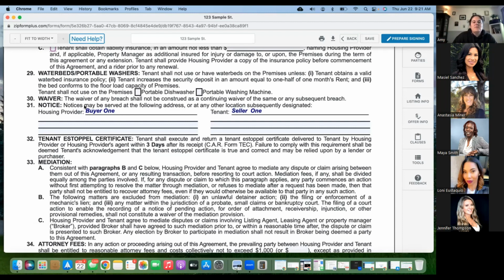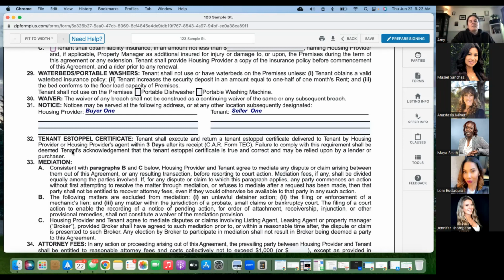The waiver of any such breach shall not be construed as a continuing waiver of the same or any subsequent breach. So, you know, if they have one breach of contract and we say, hey, it's okay this time, that doesn't allow them to just continue with the breach over and over again. Notices may be served at the following addresses or at any other locations subsequently designated. Here's where you would put the buyer's information, and here's where you would put the seller's information.